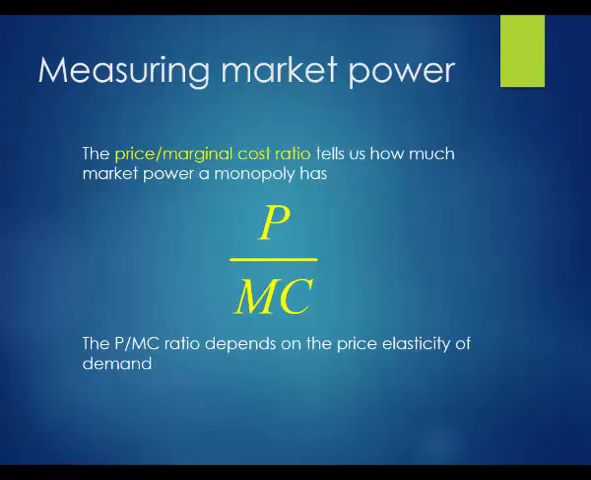And we have a tool we use for measuring how much market power a monopolist has. We call it the price to marginal cost ratio. So if I were to ever ask you to calculate the price to marginal cost ratio, you just take the price and the marginal cost and you divide them.